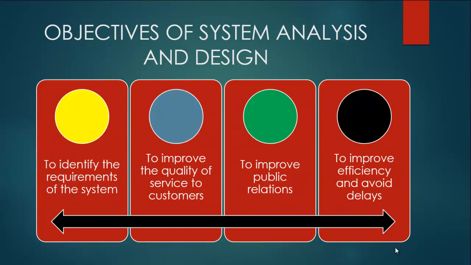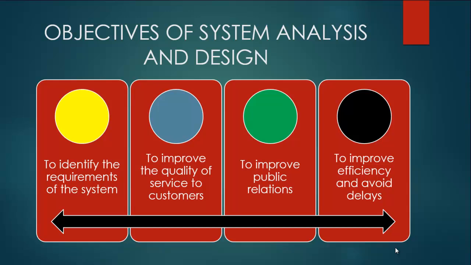What are the objectives of system analysis and design? There are several objectives. There must be a particular reason why every organization wants to design a system. Number one of such objectives is to identify the requirements of the system. You should be able to know what is the present state of the system. Is it helping the organization to achieve its goals or not?